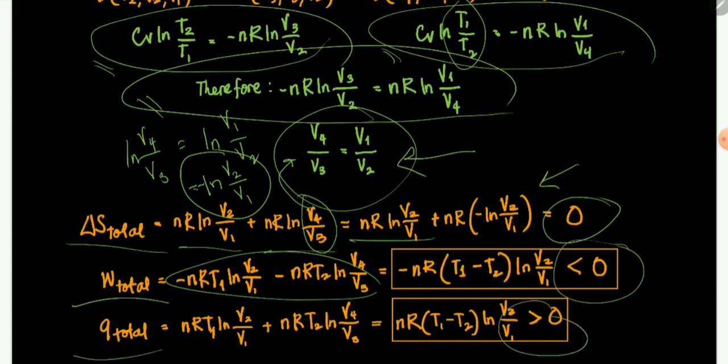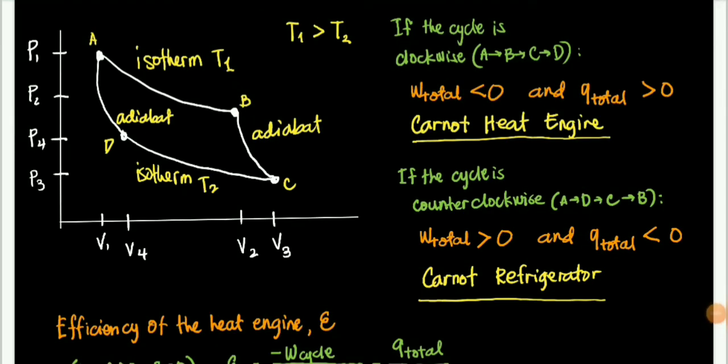while the Q total is greater than zero, okay? So an interesting thing about this cycle is that depending on the flow of the cycle, meaning the direction of the paths, we will produce two types of engines. Engines are devices that can convert heat to work and vice versa. So if the cycle is clockwise, meaning the direction is from A to B to C to D, we will produce a Carnot heat engine.